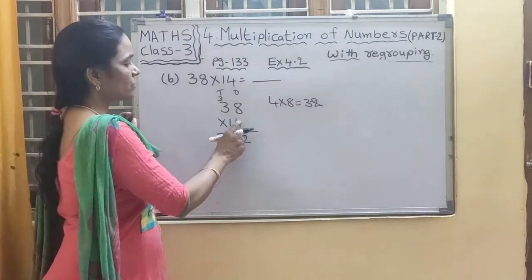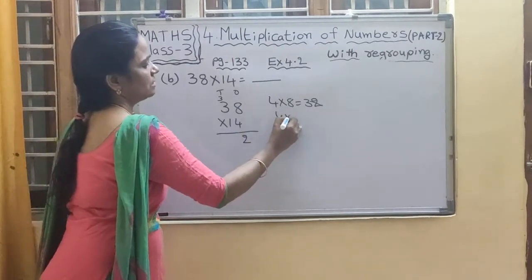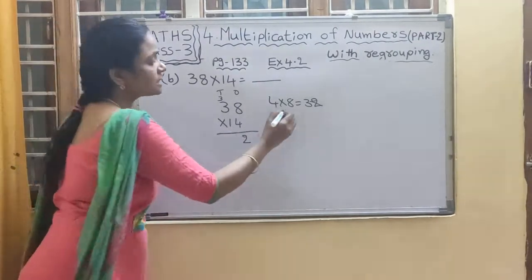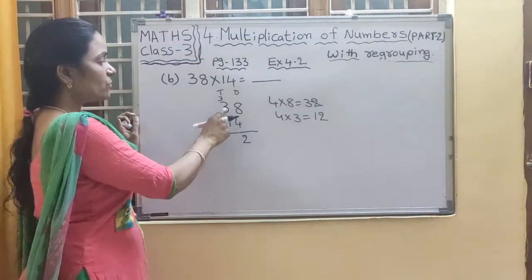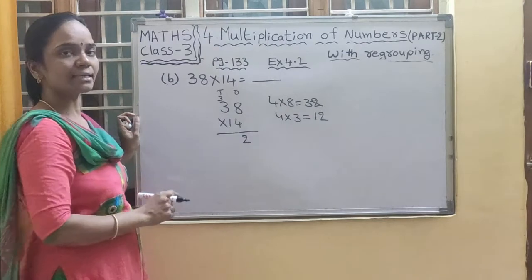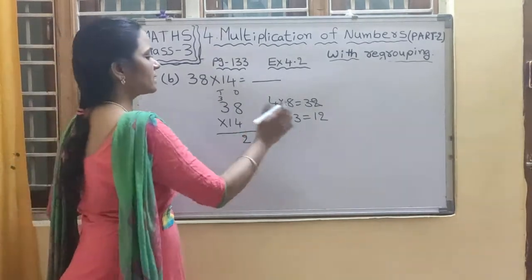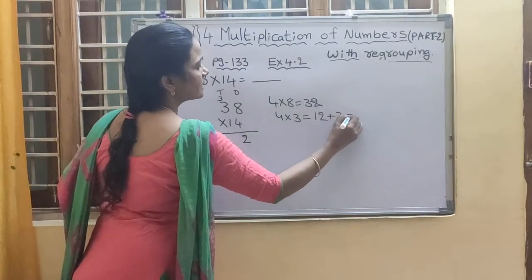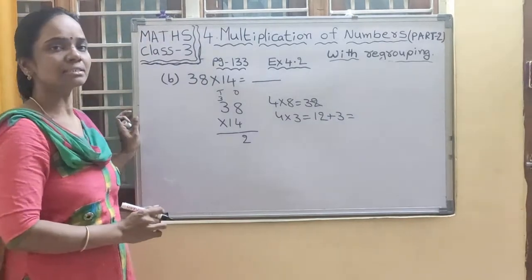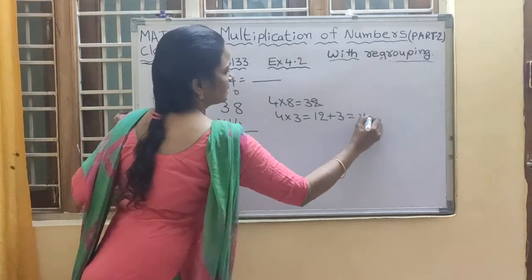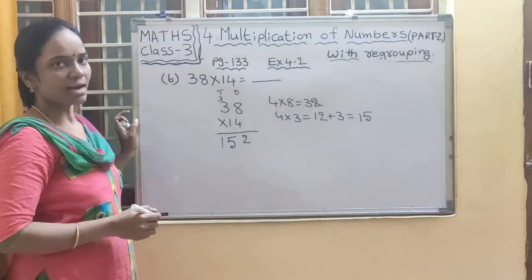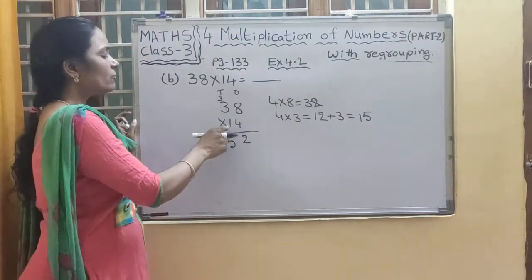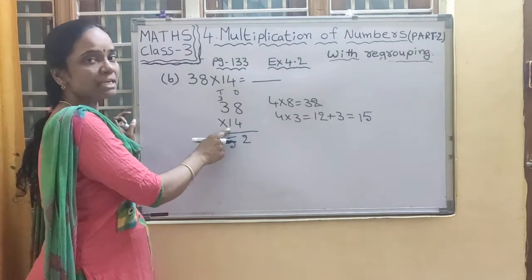Yes. Next 4 into 3. 4 3s are how much, children? Very good. 12. But what is the carry? Very good. 3. So add that carry. So 12 plus 3 how much? 15. Yes. Write down the 15. Understood? Yes. Now we have to do the 10's place digit.